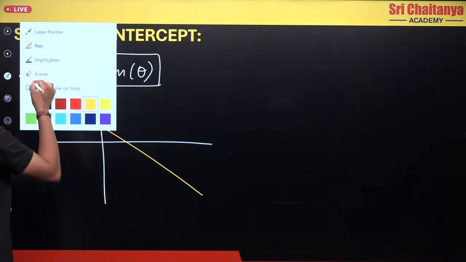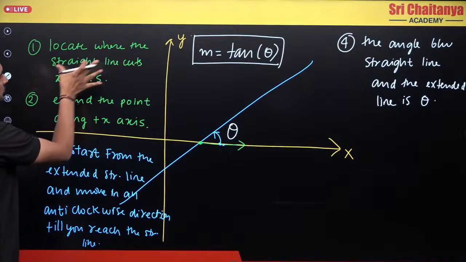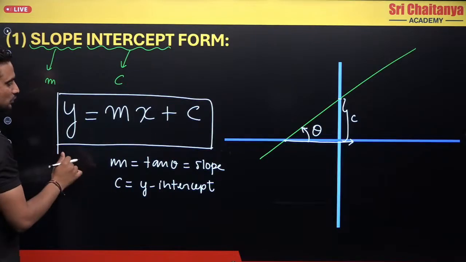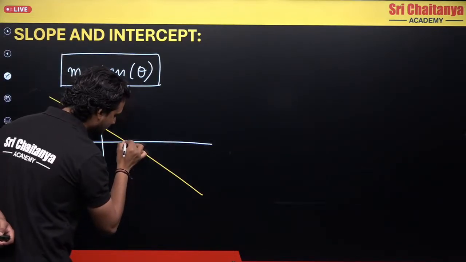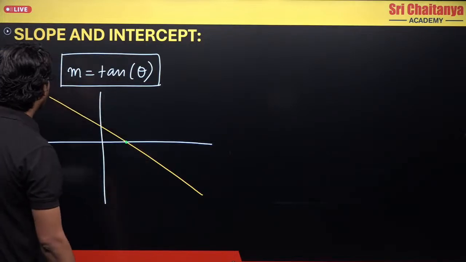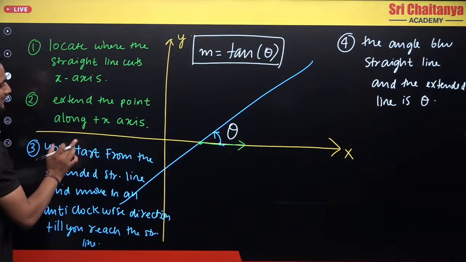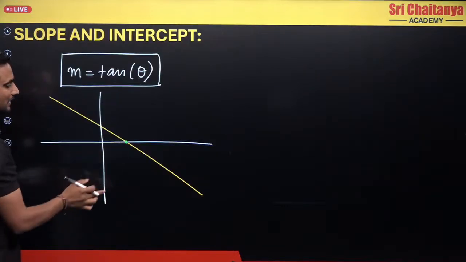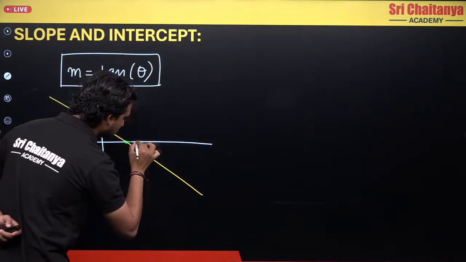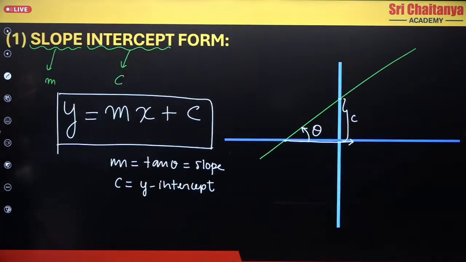Let's follow the points which I have written. Locate where the straight line cuts the x-axis. So I will locate the point where it cuts the x-axis. This is the point where it cuts the x-axis. Correct? Next, what is written? Extend the point along the x-axis. So I will extend this point along the x-axis. I have extended this point along the x-axis.